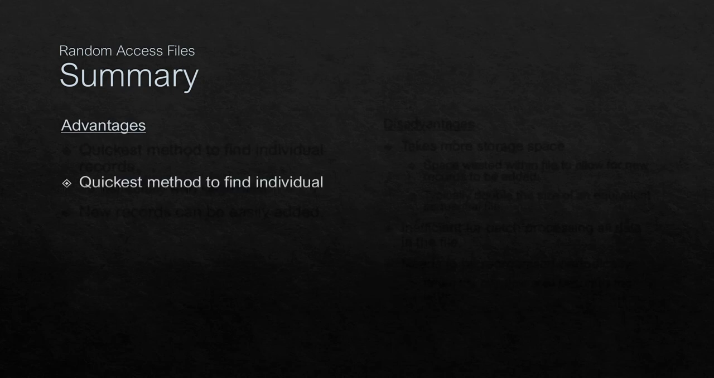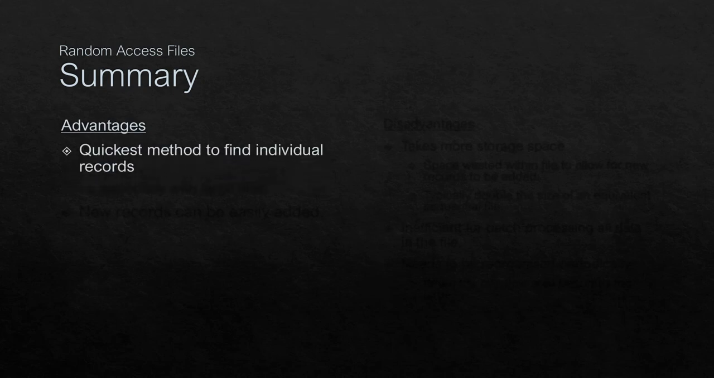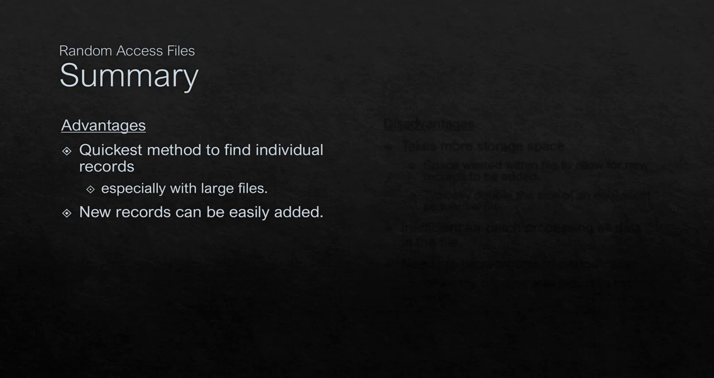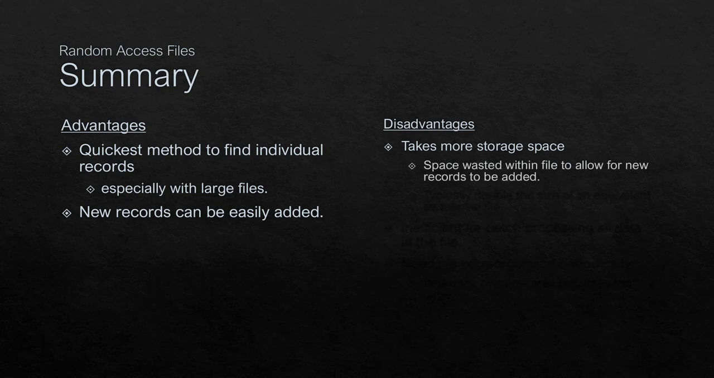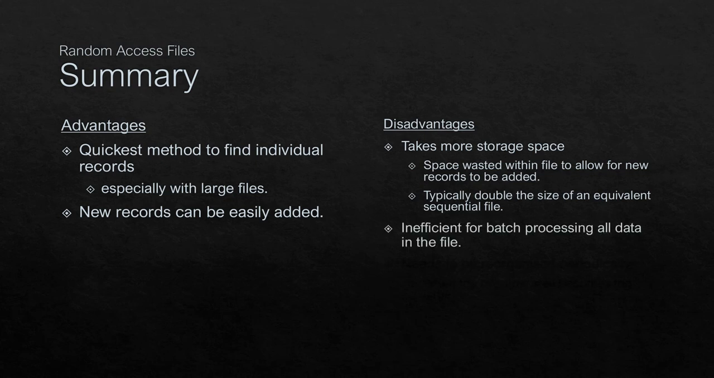Now, the advantage of direct access or the random access files is it's the quickest method to find individual records. It works very, very well with large files, and you can very easily add new records if you've set your systems up properly, but it takes up a lot more storage space, and this is because you're going to waste space for allowing gaps for adding your new records, and you'll typically use at least twice the space of an equivalent sequential file.